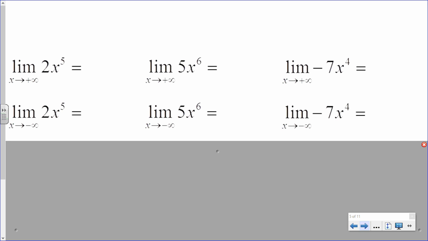Okay? All right. So, let's start with this right here. The limit as x approaches positive infinity of 2x to the 5th, and the limit as x approaches negative infinity of 2x to the 5th.